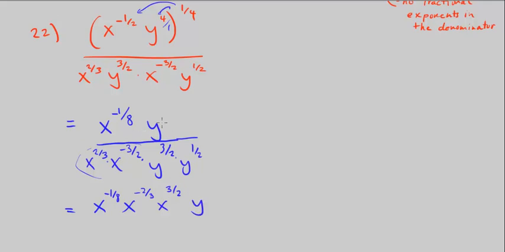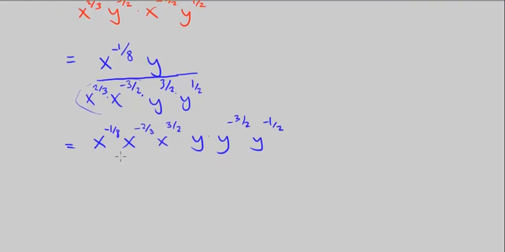Then I have y here times y. If I move it up, it's negative 3/2. And y here, it's going to be negative 1/2. Okay? So that means we just have x, the common base, and we can add all those exponents. And we have y as the common base, and remember there's an invisible 1 here, so we add those exponents. Okay? So let's do the math over here.